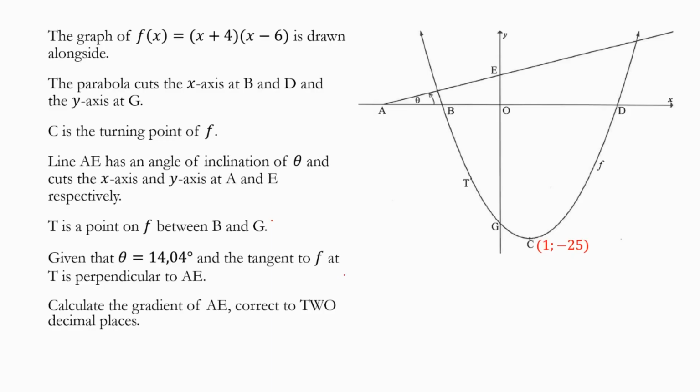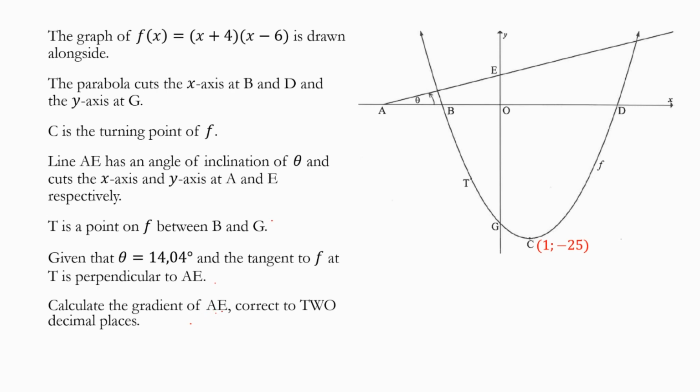Welcome back. Let's do question 741. So the information is still the same. So let's just start here. Given that theta is equal to 14,04 degrees and the tangent to F at T is perpendicular to AE, calculate the gradient of AE correct to 2 decimal places. So now question 741, we just want the gradient of AE.